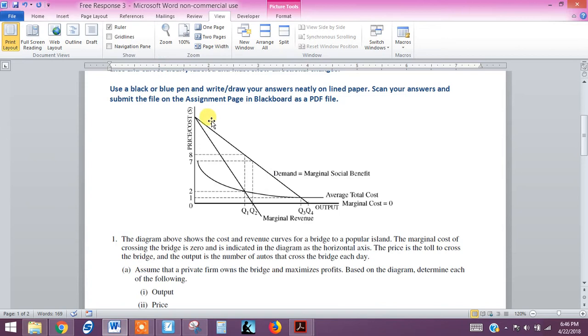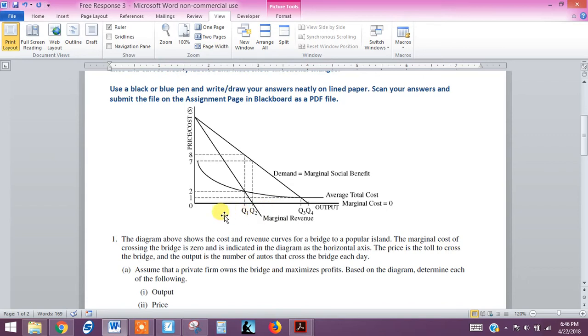Well, we have a downward sloping demand curve, and we have a downward sloping marginal revenue curve that's steeper, or below the demand. We also know that this is a bridge, and it may be the only bridge. If it is the only bridge, then we can certainly call this a monopoly. If it's one of only a few bridges, you could probably classify this as a monopolistic competitor. But either way, we know that we're going to determine price and output.